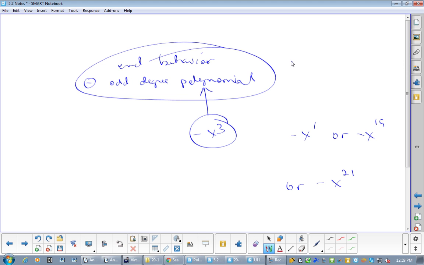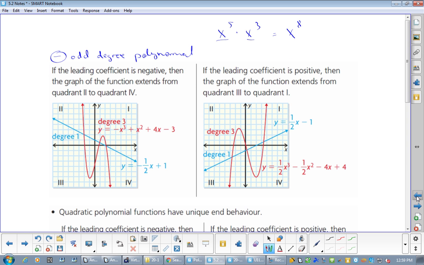Okay? So, does it make sense that if the leading coefficient is negative, then the graph of the function extends from quadrant 2 to quadrant 4? Okay, and what are some examples? Let's put some examples. Negative x to the 5. Let's just go negative 2x to the 23. How about negative 5x to the 21 plus 2x? Any of those would do that same thing.